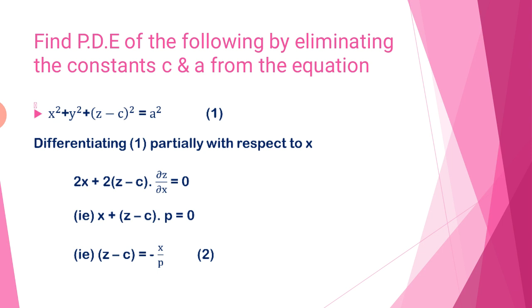Equation 1. Differentiating 1 partially with respect to x, we get 2x + 2(z − c) ∂z/∂x = 0. We know that p = ∂z/∂x. This implies x + (z − c)p = 0. This implies z − c = −x/p.